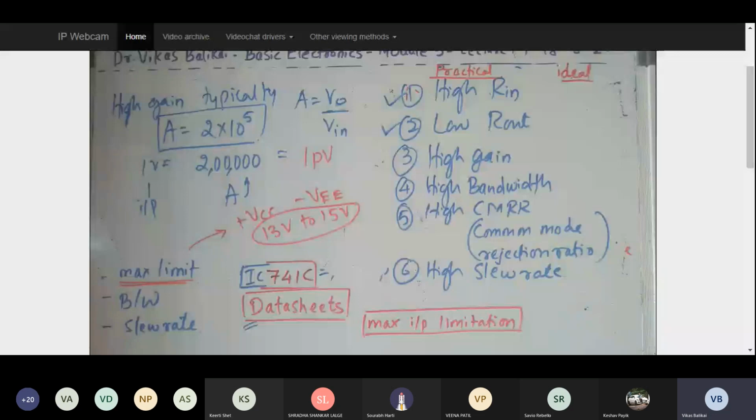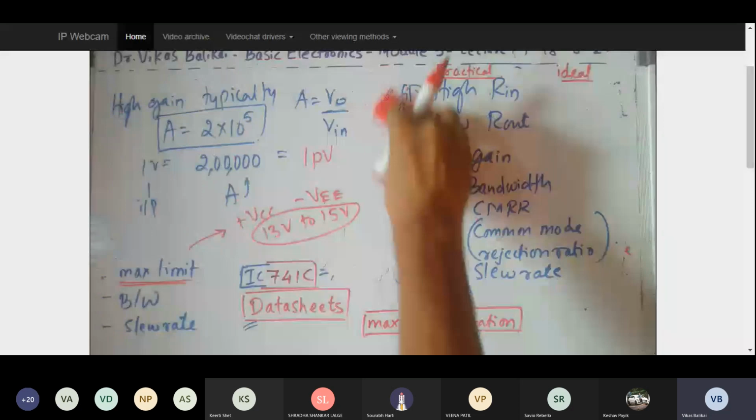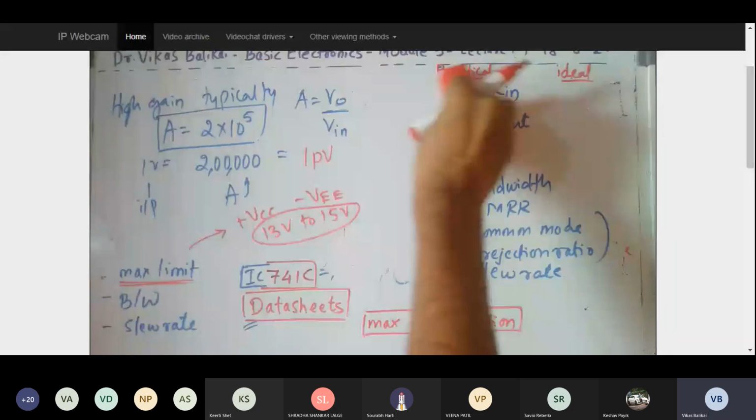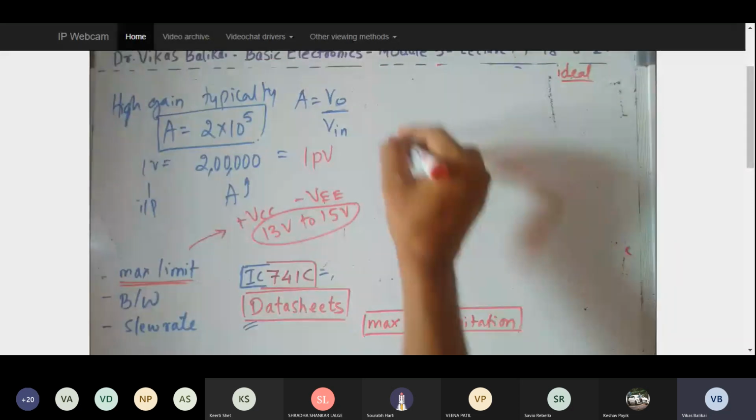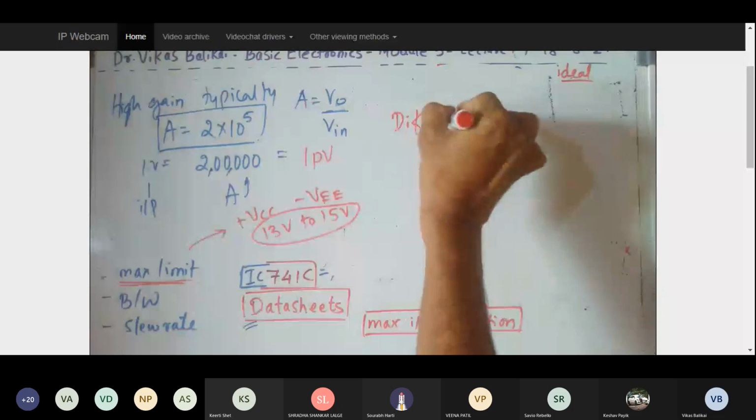To amplify such small voltages, I require very high gain. So those kind of signals can be amplified. And like I told in the very beginning of the class, my entire operational amplifier is basically a differential structure or differential amplifier.